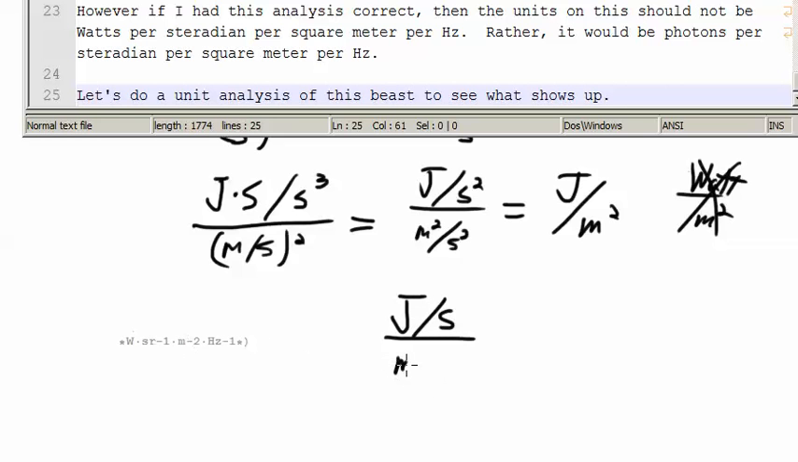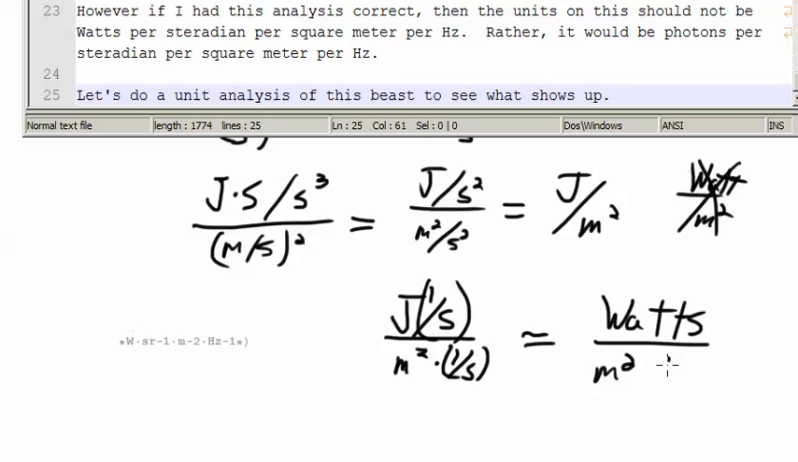Meters squared is still there. And 1 over second. I just put 1 over second on the top, 1 over second on the bottom, and I will have watts on the top per meter squared, hertz on the bottom. Now, what is the steradian?